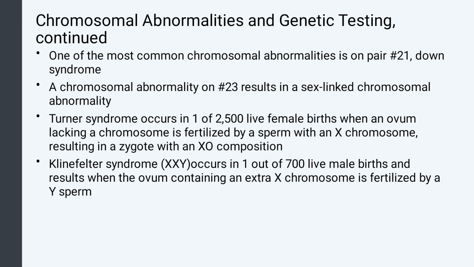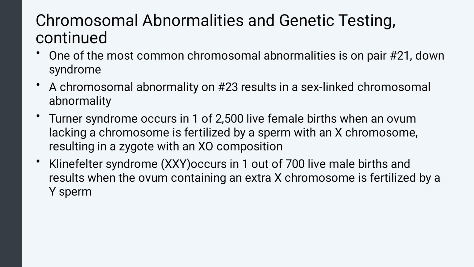Down syndrome is a chromosomal abnormality on the pair 21 of chromosome, also called trisomy 21. So that is Down syndrome. We have here a chromosomal abnormality on pair 23, which results in a sex-linked chromosomal abnormality.